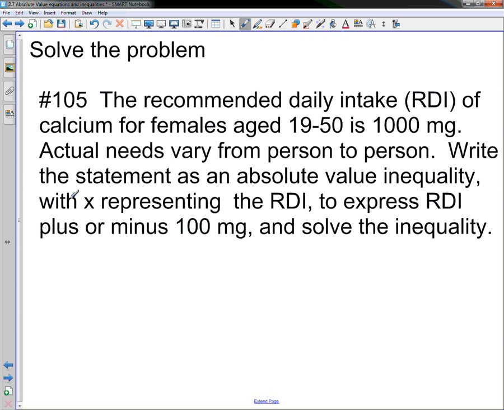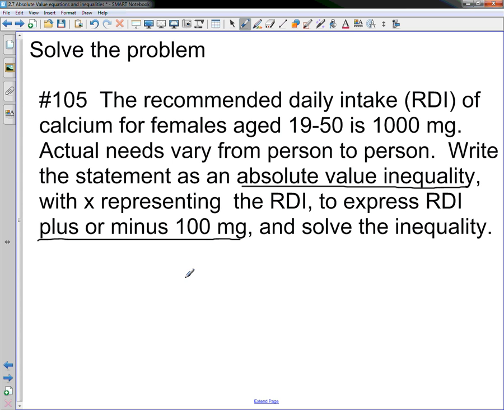So go ahead and pause me and read through this, try to come up with an idea. Okay, so what we're dealing with here is the recommended daily intake for calcium, and for females ages 19 to 50 it is 1,000 milligrams. Actual needs vary from person to person. Write the statement as an absolute value inequality, with x representing the RDI, to express the RDI plus or minus 100.